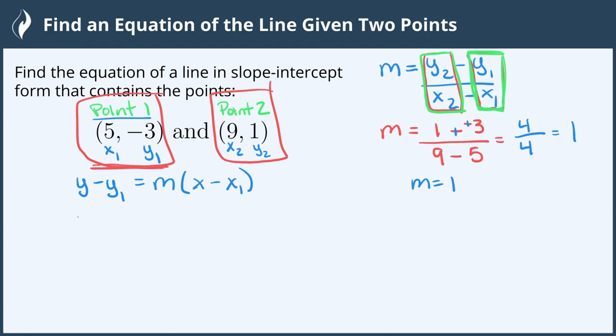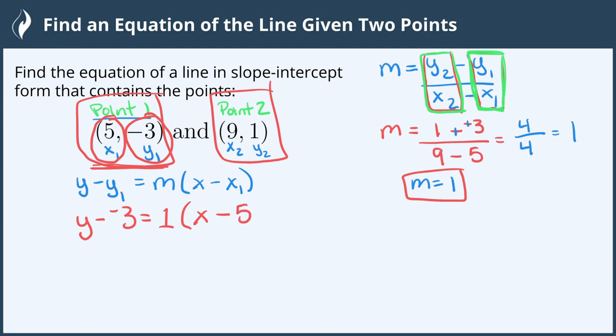We keep the y because it is part of the equation. And y sub 1, I picked this one, so I'll go with -3 equals m, we found is 1, so we'll substitute 1 in here. And then we have x, which is a part of the formula or the equation, and minus x sub 1, which is the x coordinate of our point that we chose, which is 5.